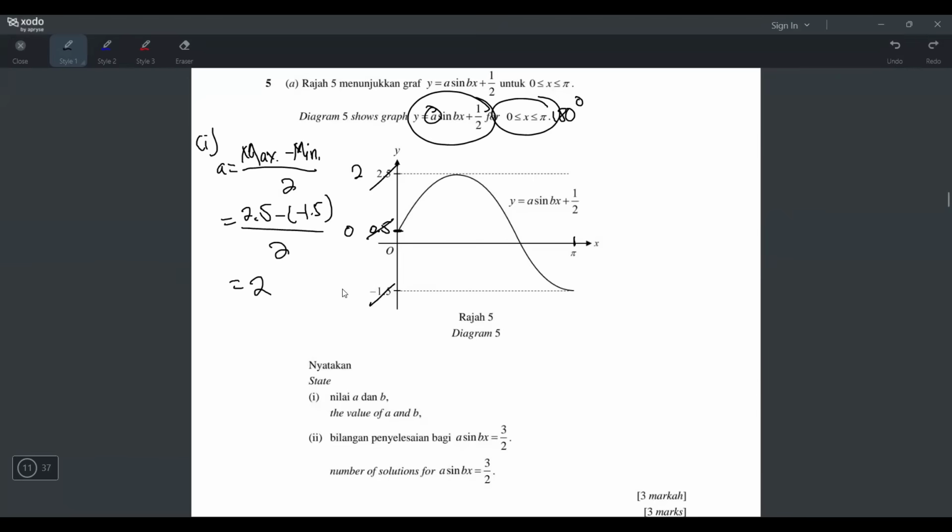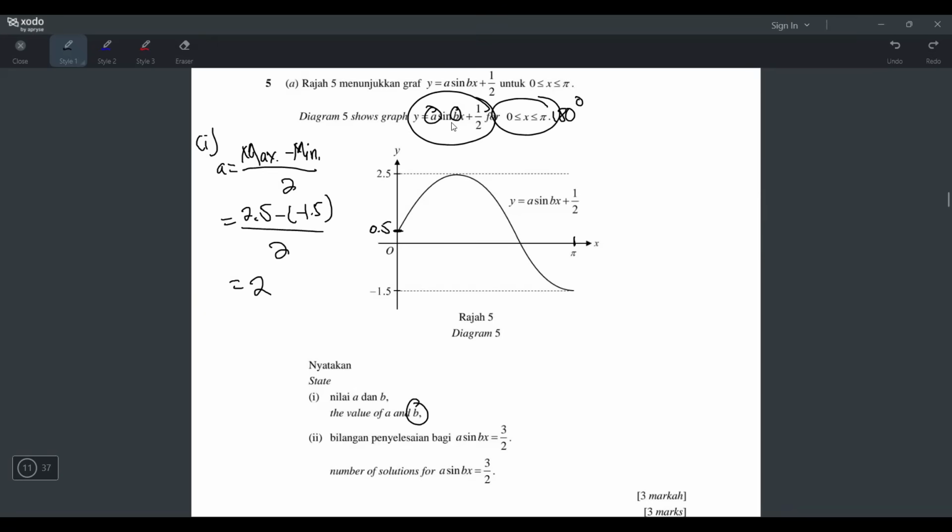This method can also work, but I prefer using the formula. So just memorize this formula and you can find the amplitude in all the questions, right? The formula is maximum value minus minimum value, divide by 2.